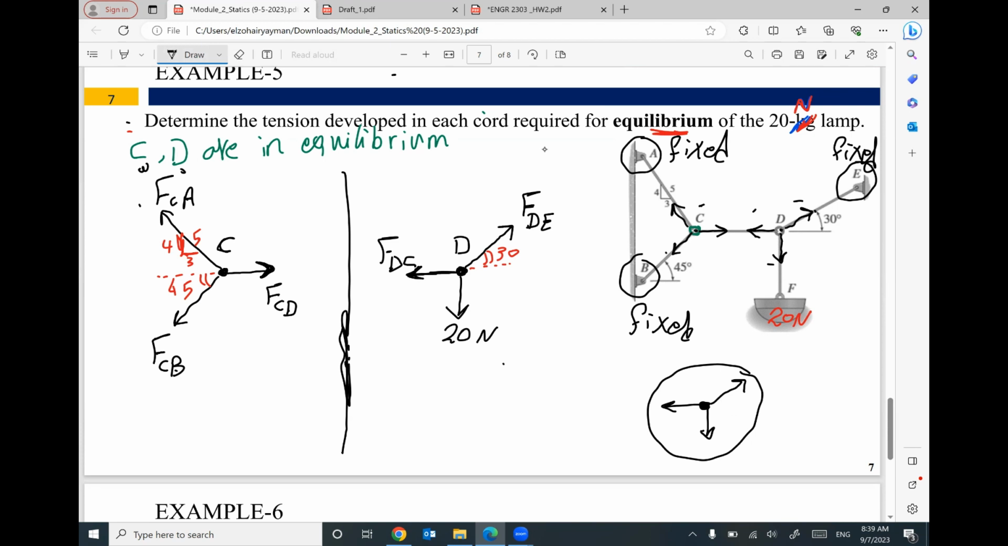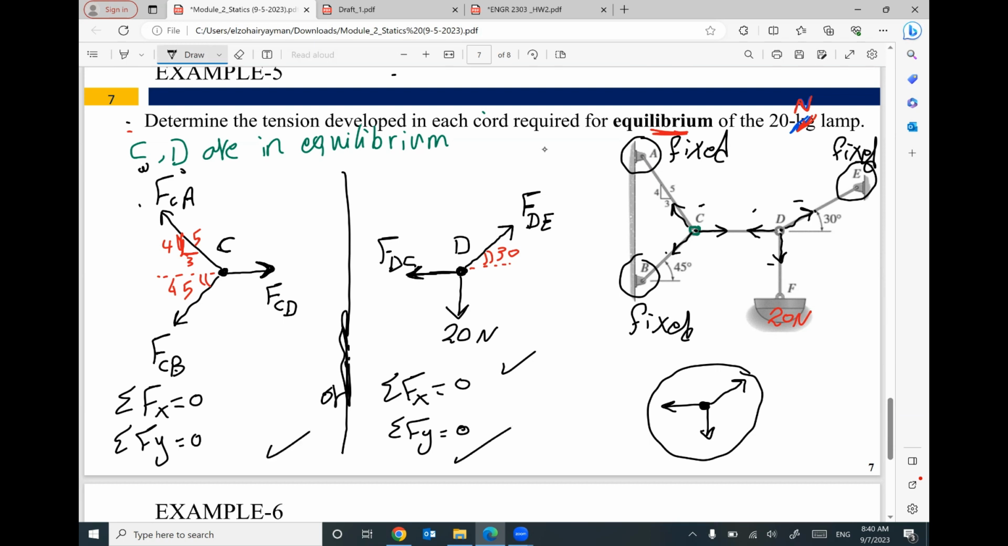I can start with point D and say summation of all x components equals 0, summation of all y components equals 0. Or I can start with point C and say summation of all x components equals 0 and summation of all y components equals 0. That's right. I do recommend to start with the point with the least number of unknowns.